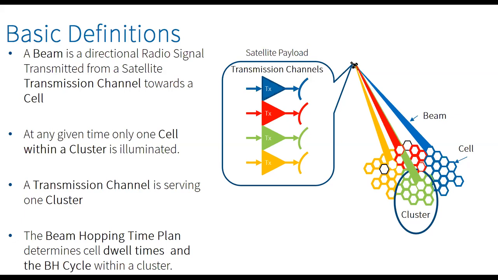In principle, a multi-beam satellite system may include more than one cluster, and each one of these clusters is supported by one transmission channel on board of a satellite.